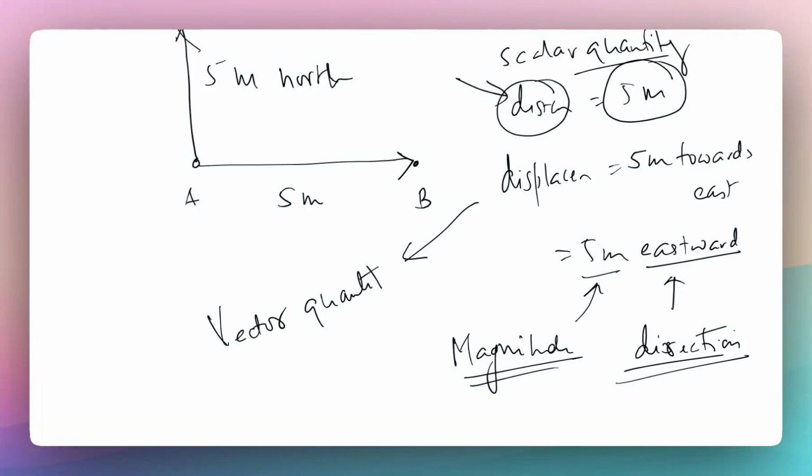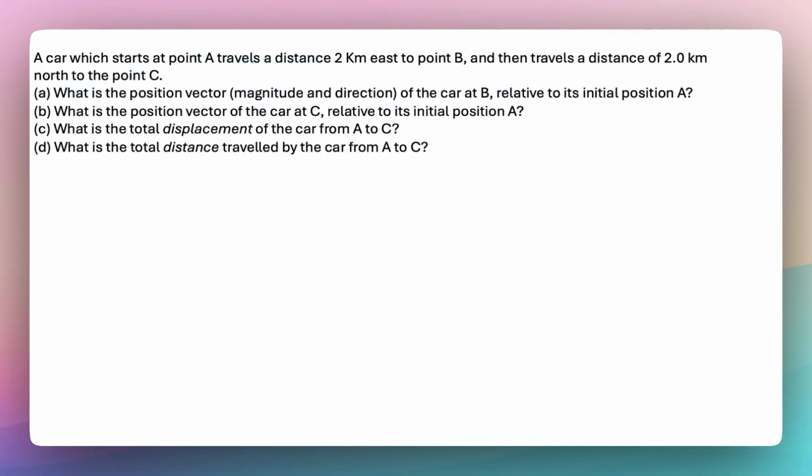Okay. So now, to understand this difference, we are going to take one example question, and let me walk you through that. That will make understanding of this very easy for you. So here is an example. A car which starts at point A travels a distance of 2 kilometers east to point B, and then travels a distance of 2 kilometers north to point C. To understand this, it will be easier to draw the diagram. So I'm going to draw it.